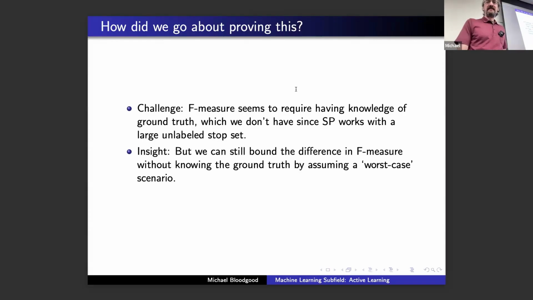So the challenge is the F measure seems to require having knowledge of the ground truth, which we don't have because it's a stop set of unlabeled data. The insight, how we were able to prove this theorem, was we said, look, we can still bound the difference without knowing the ground truth by assuming a worst case scenario. Worst case in the sense that every time they disagree, we assume the ground truth will be in such a way that it pulls them to have maximal difference in performance.